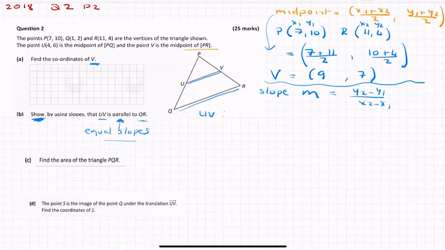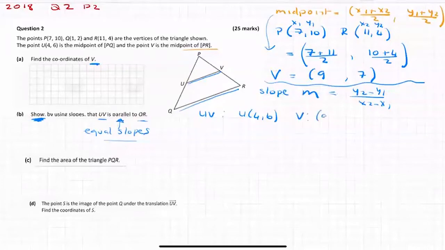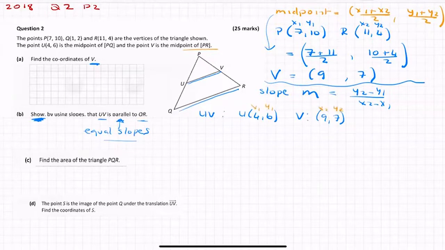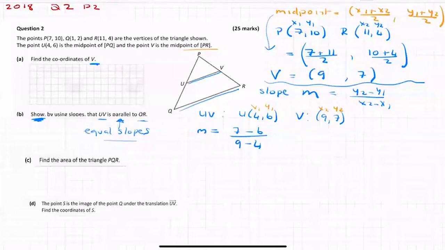Okay, so I have to write down the point U, which is (4,6), and V, which is the one I just got up there, (9,7), and I'm going to label them x1, y1, x2, y2 and put it in. So M, the slope, is equal to y2 minus y1 over x2 minus x1. Where did I pull all that from? Put that into your calculator, hit your fraction button, in it goes. So 7 minus 6 over 9 minus 4, and I'm getting a fifth.